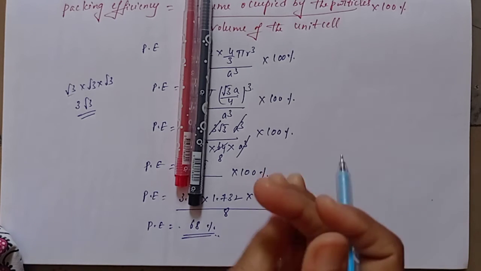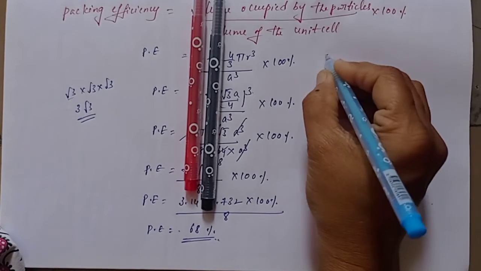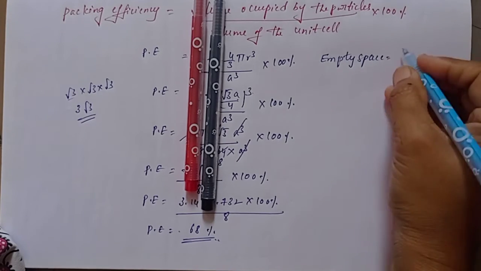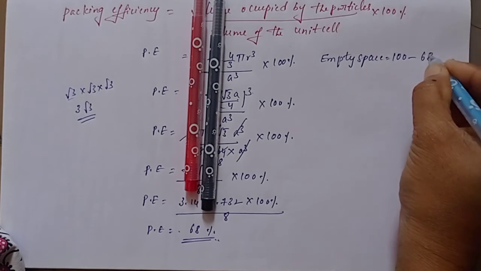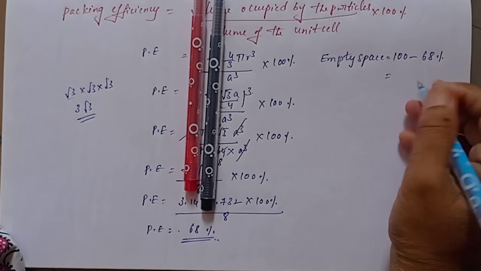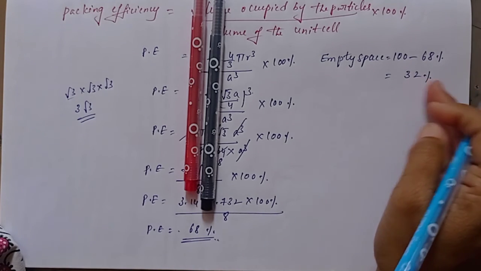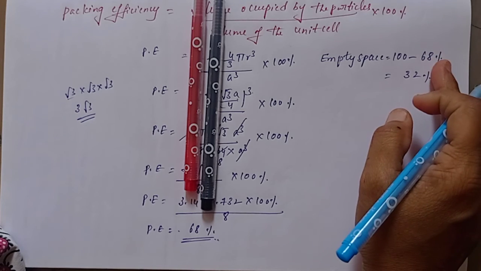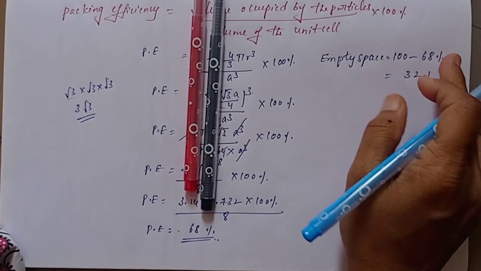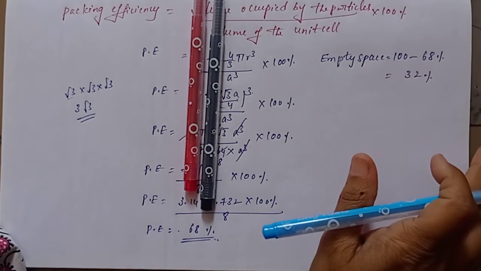Now we have to find the empty space. How to find it, students? Empty space is equal to 100 minus 68%. That means 100 minus 68, how much, students? This value is 32%, correct? So 32% is the empty space. 68% of the space is occupied by the particles in the body centered cubic unit cell, students. Clear this one? Okay, thank you, students.